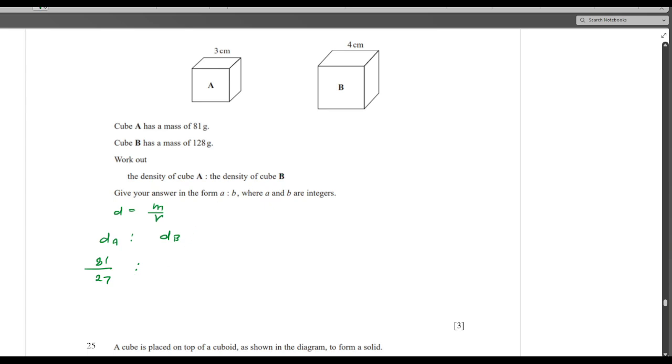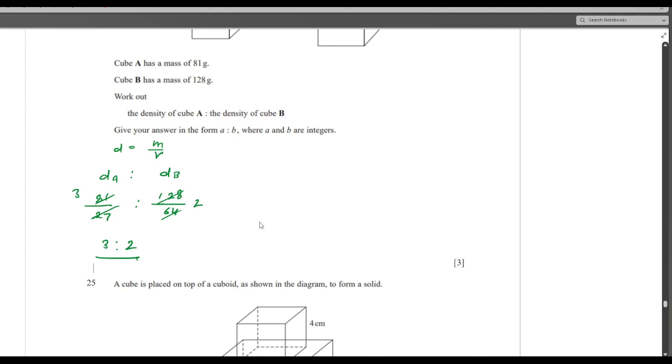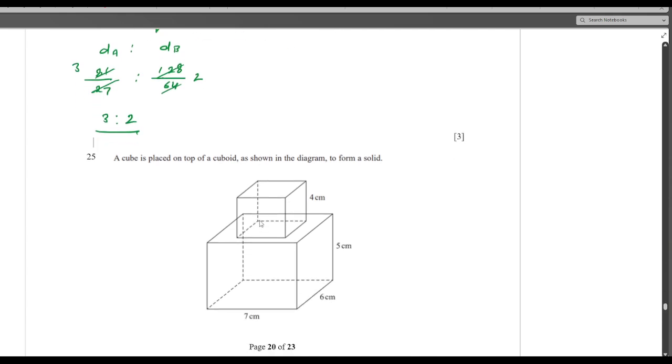Ratio density of B is mass of B, 128, divided by its volume 4 cube. 4 cube is 4 times 4, 16, 16 times 4 is 64. So here 27 times 3, and here it is times 2. So 3:2 is your answer. So density of A ratio density of B is 3:2.